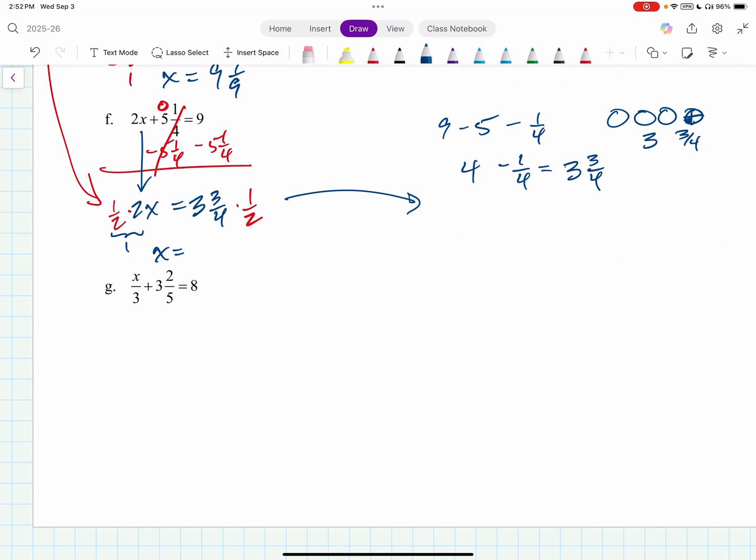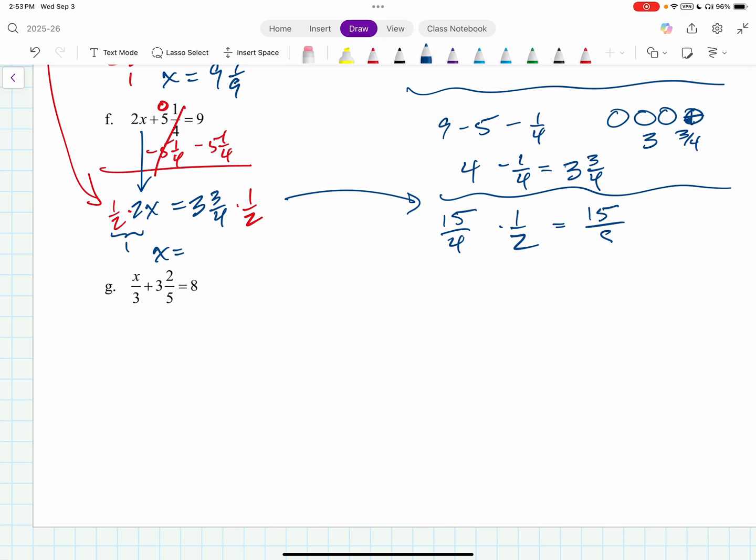Side work here. So we got to change 3 and 3/4 to improper. So 4 times 3 is 12, plus 3 is 15. So you get 15/4 times 1/2. Okay, then you multiply. 15 times 1 is 15. 4 times 2 is 8. And then you divide. 8 divides into 15 one time with 7 remaining, so it's 1 7/8.